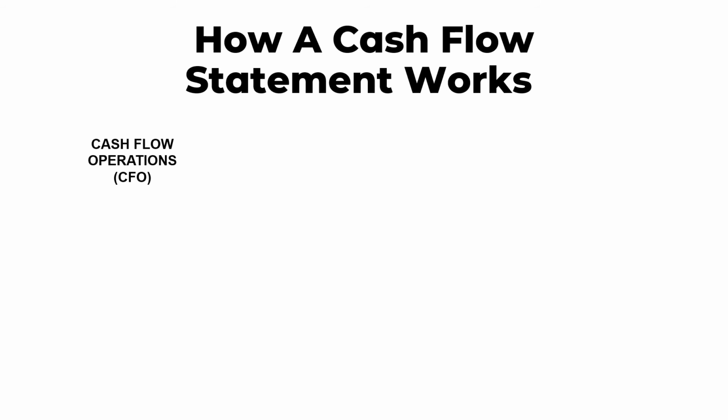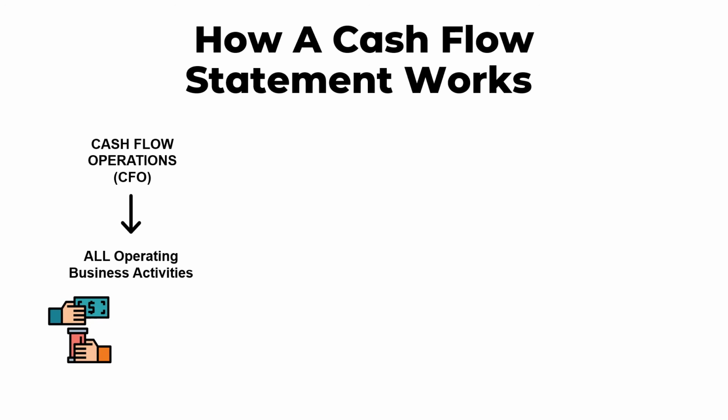Cash flows from operations, CFO, includes transactions from all operational business activities. This section reports cash inflows and outflows that are directly from a company's main business activities. These are the buying and selling of inventory and supplies, along with paying its employees their salaries. It is used to determine how money is spent in operating a business and its sources of income.